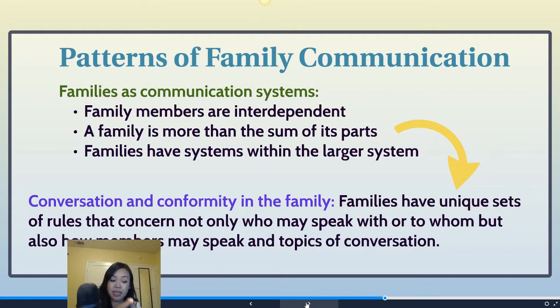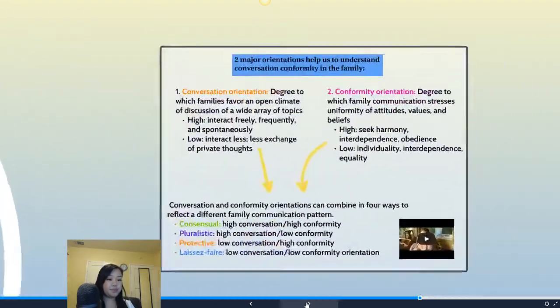Two spouses as parents might be one system within the whole family system, right? Because of that, it's important to understand the level of conversation, or communication, that occurs in a family, as well as the level of conformity, meaning how much that family as a whole system conforms to communicating in the same way about the same things. So let me go ahead and build on that idea.